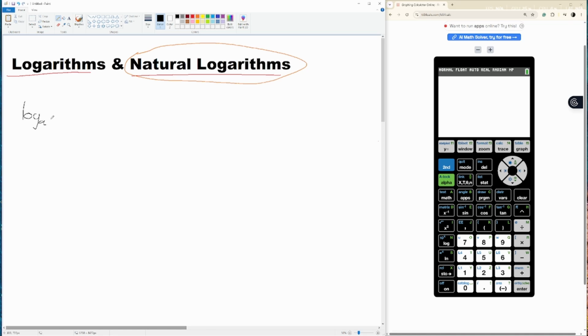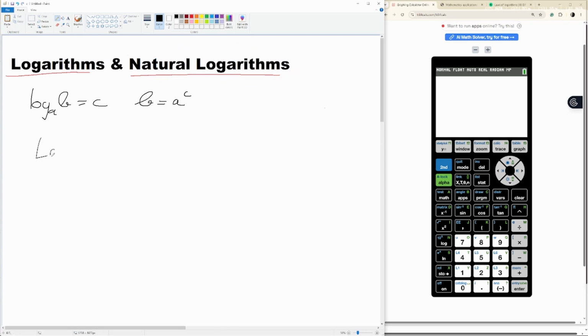Log A of B equals C, and B is equal to A to the power of C. But they are an opposite to an exponential power. So let's bring out an example here that we have log 10 of 100. So essentially what this means is that if we put 10 here, the 10 can go here, and we want to know how many powers does it have to be.